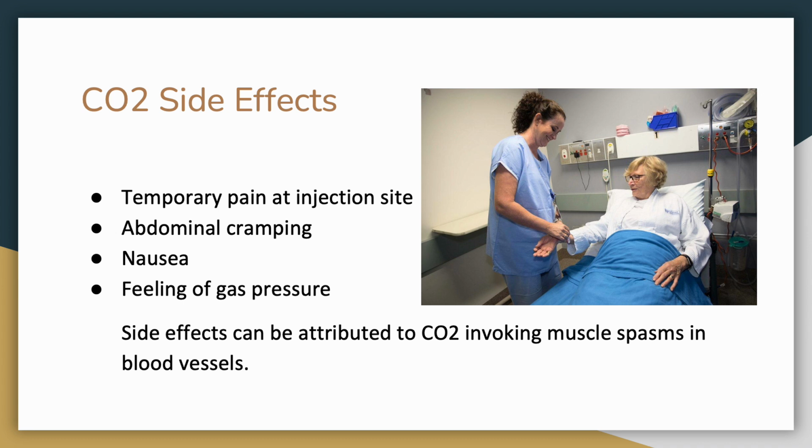Carbon dioxide has some side effects. It can trigger muscle spasms in the blood vessels, and that discomfort can be enough to cause the patient to move and blur the imaging. There can be temporary pain at the injection site, abdominal cramping, nausea, and a feeling of gas pressure, and all that can be attributed to carbon dioxide invoking muscle spasms.